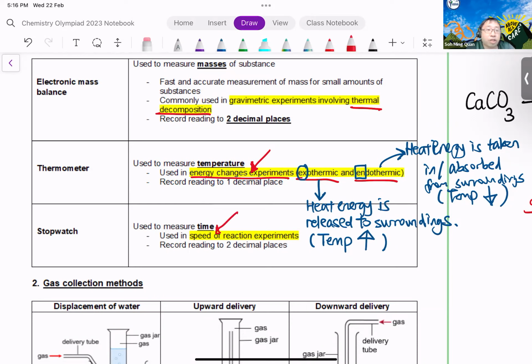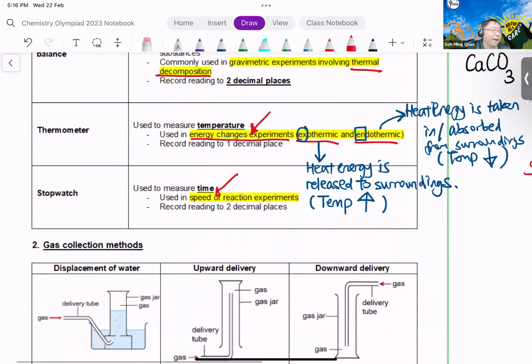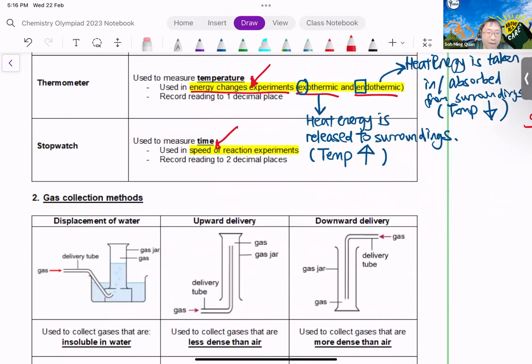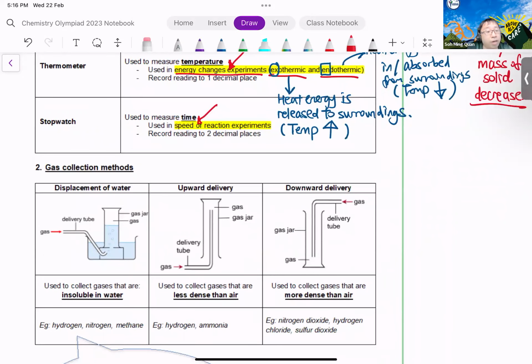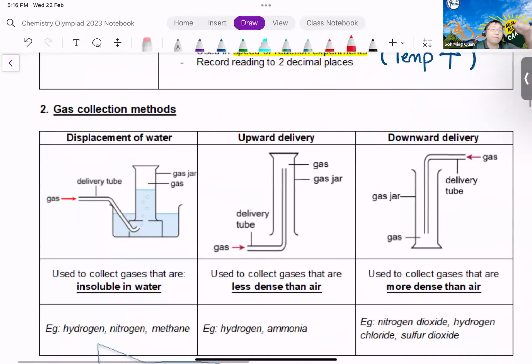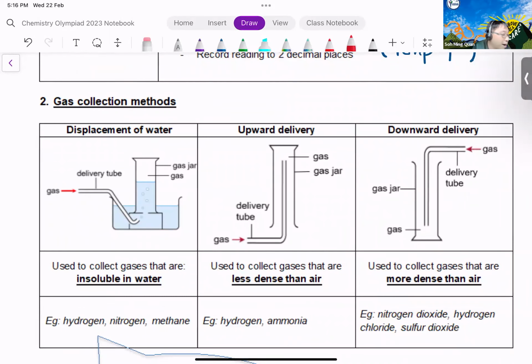This is just a quick revision. Moving on, we have the familiar 3 methods to collect gases. Please don't forget this. Even if it's not tested for ChemO, it's still important later on when you do your planning for practicals. The 3 methods are displacement of water, upward delivery, and downward delivery. Displacement of water basically involves bubbling the gas into water, and then you collect it in a gas jar that's inverted into water.